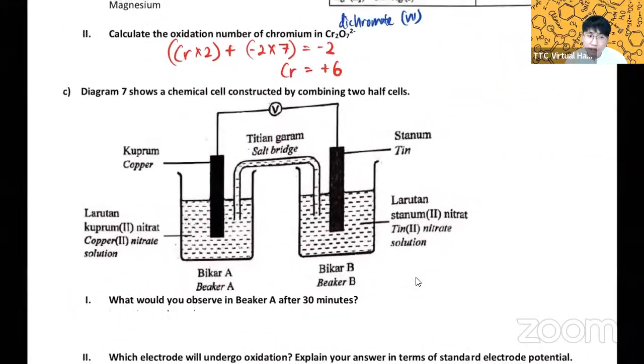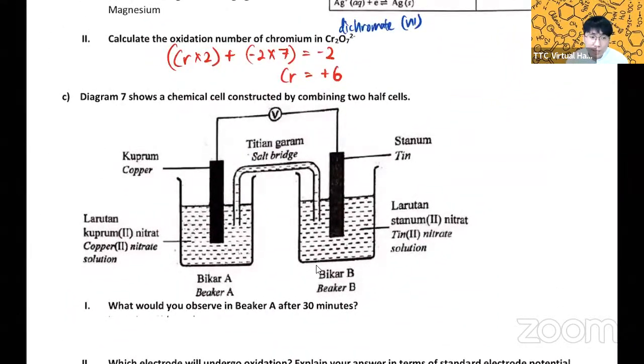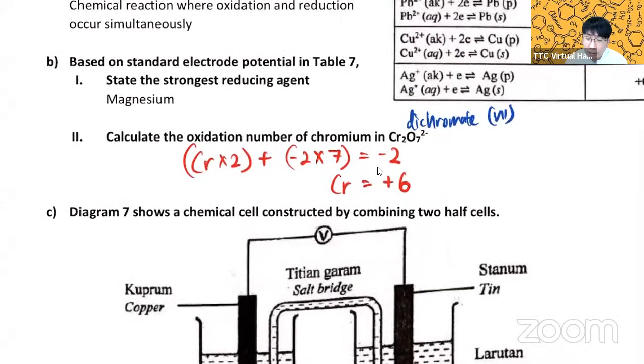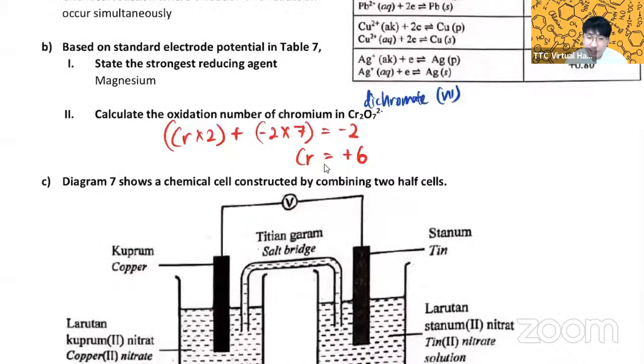Okay, then you see a voltaic cell, a chemical cell. What would you observe in beaker A after 30 minutes? So guys, what's the theory of voltaic cell? Okay, where the minus 2 come from? Which one? The O or the last one? The last one. Because do you see the whole ion is having a charge of negative 2? That is the total charge of everything added together.